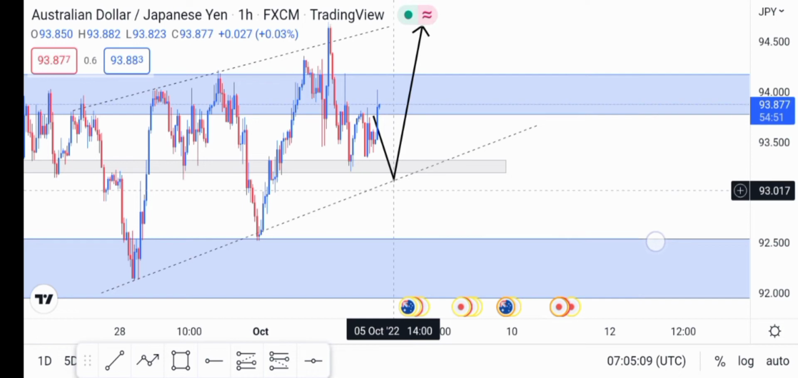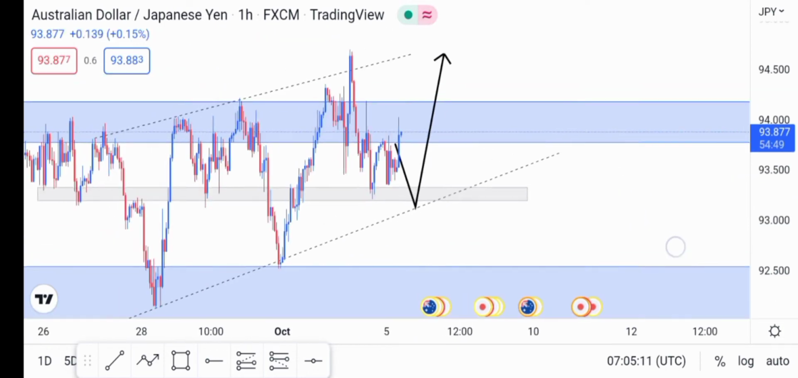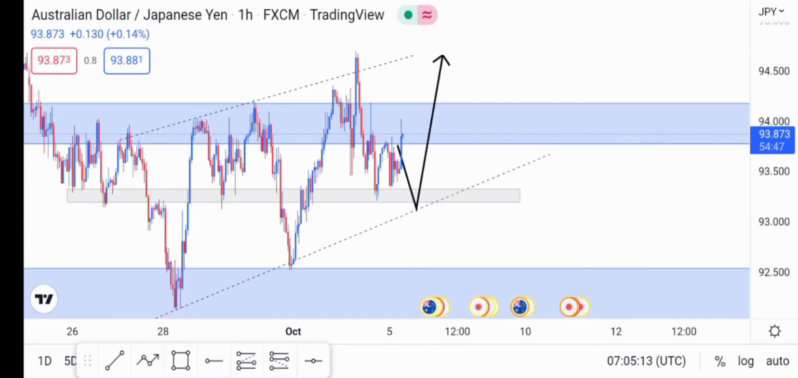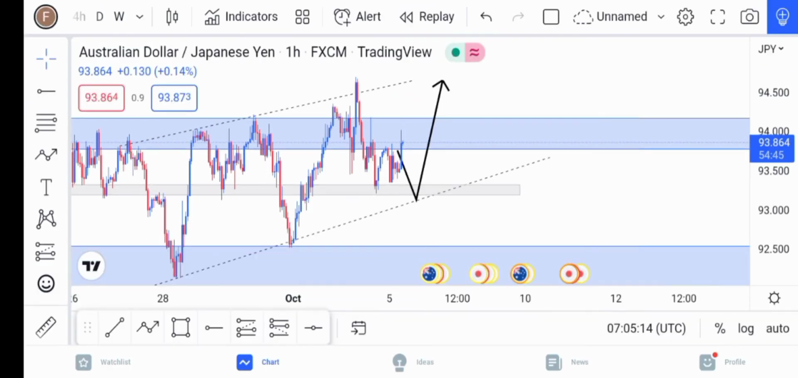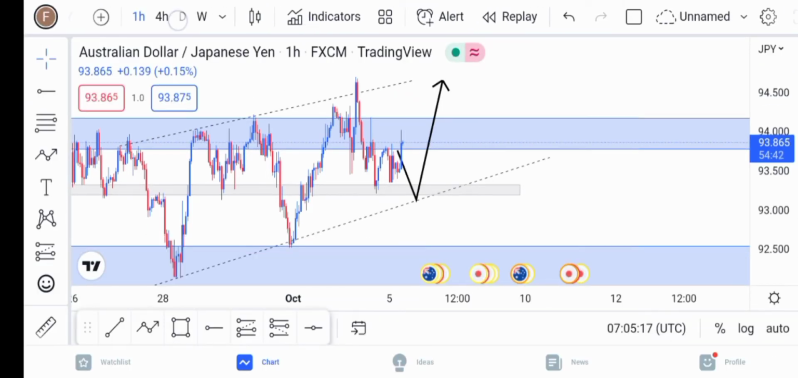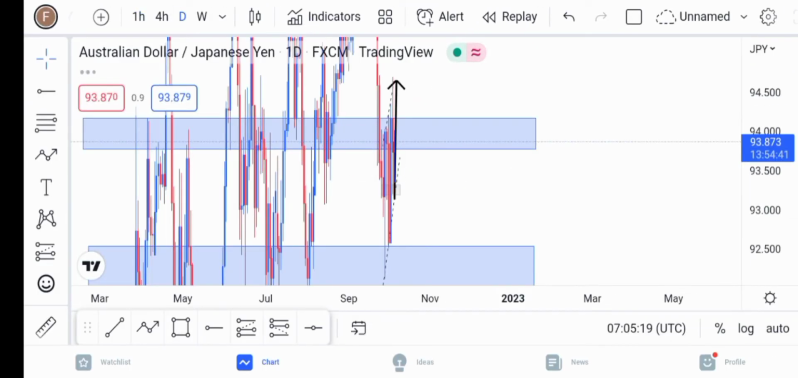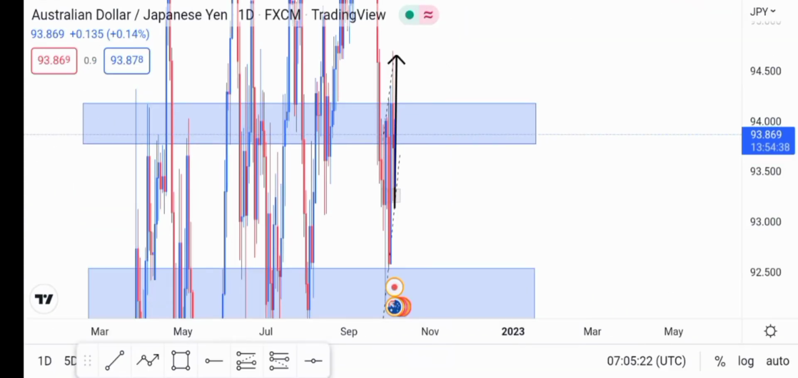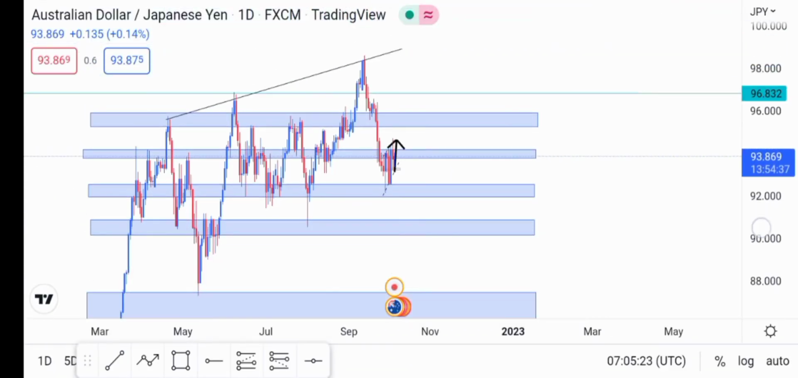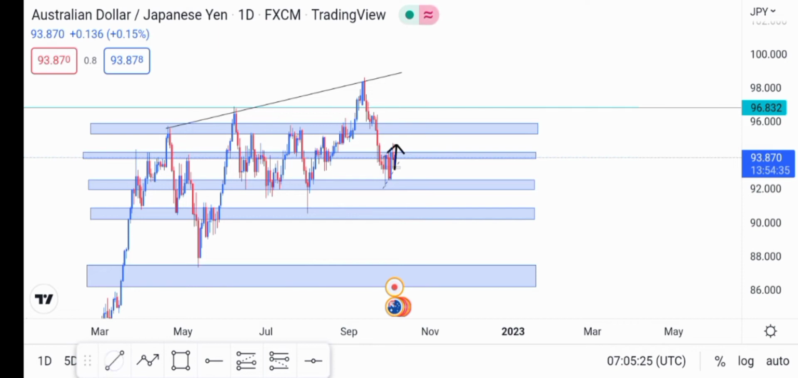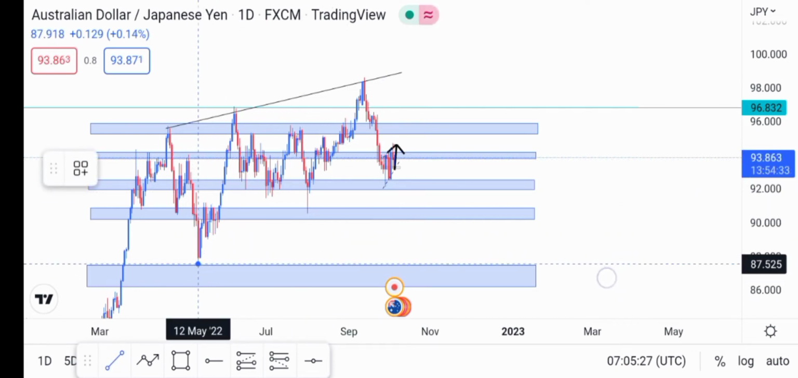So if we see a touch on this trend line right over here, we could see the market is pushing to the upper side. So let us move back to the daily time frame for our overall direction of the market. Like I have said, oops, I did remove this one right over here. Nearly forgot.